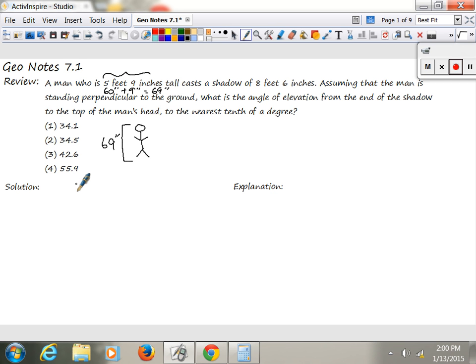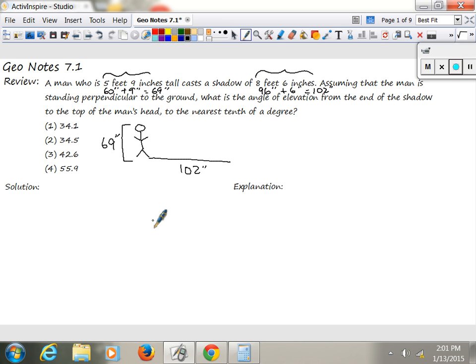Now his shadow is a little longer than that. His shadow is 8 feet 6 inches. 8 times 12 is 96 inches, plus 6 more inches, that gives me 102 inches. So this would be down here, 102 inches.